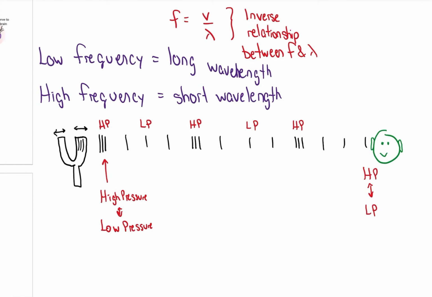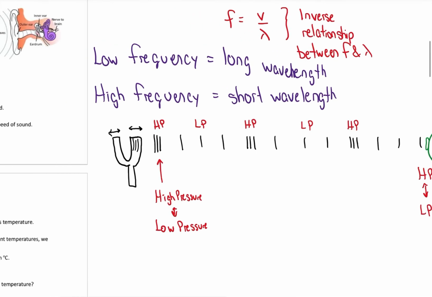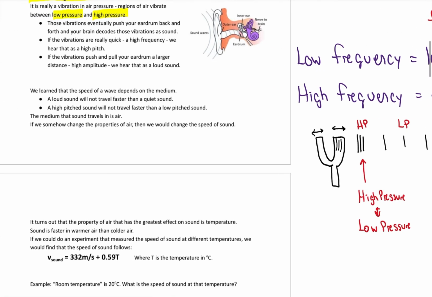If you really hammer the tuning fork so that the high pressures are really high and the low pressures are really low, we're going to call that a high amplitude. A really high pressure pushes your eardrum a little bit more distance. The low pressure pulls it a little bit more distance, so there's more range of motion of your eardrum, and your brain decodes that bigger vibration as louder. That's a really quick explanation of how sound waves work and how we hear them.